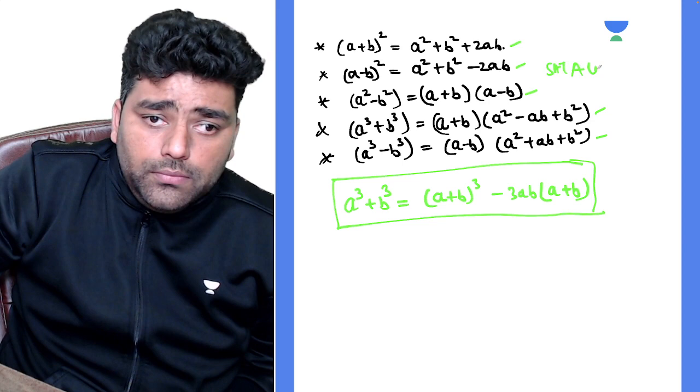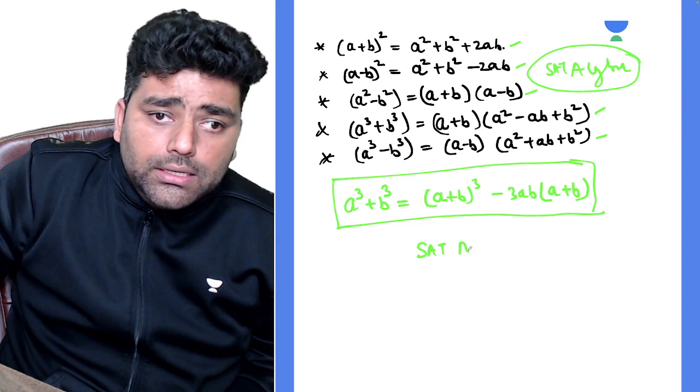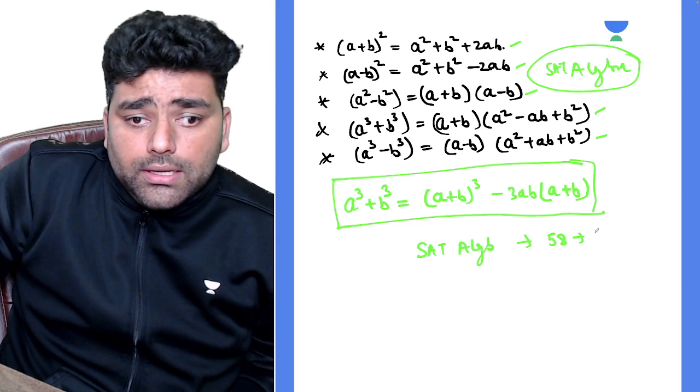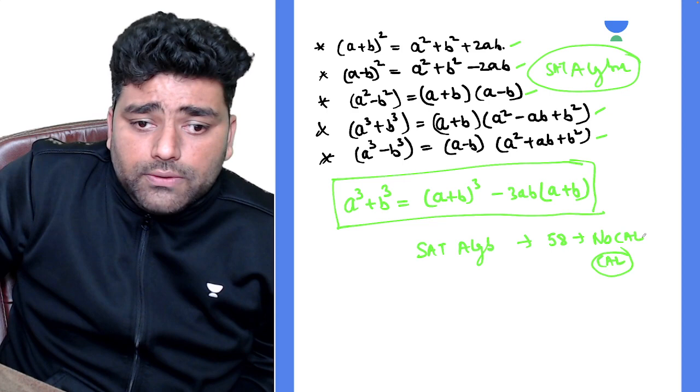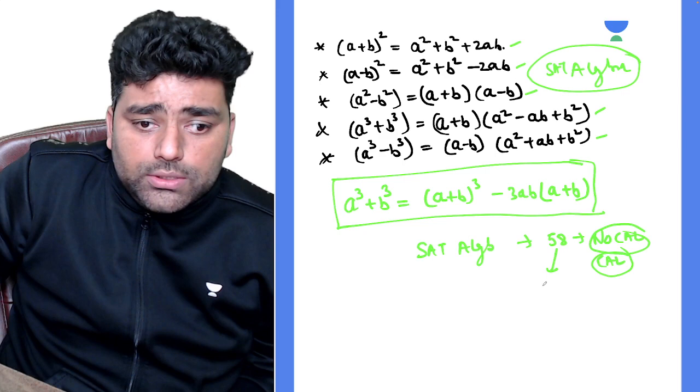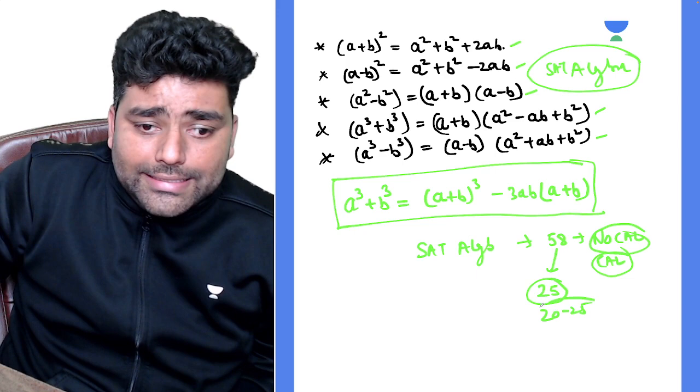And believe me, if you understand the SAT algebra, the total is 58 questions if you add the no calculator section and the calculator section. Out of 58 questions, if you know algebra very well, I would say you'll be able to solve around 20 to 25 questions very easily.